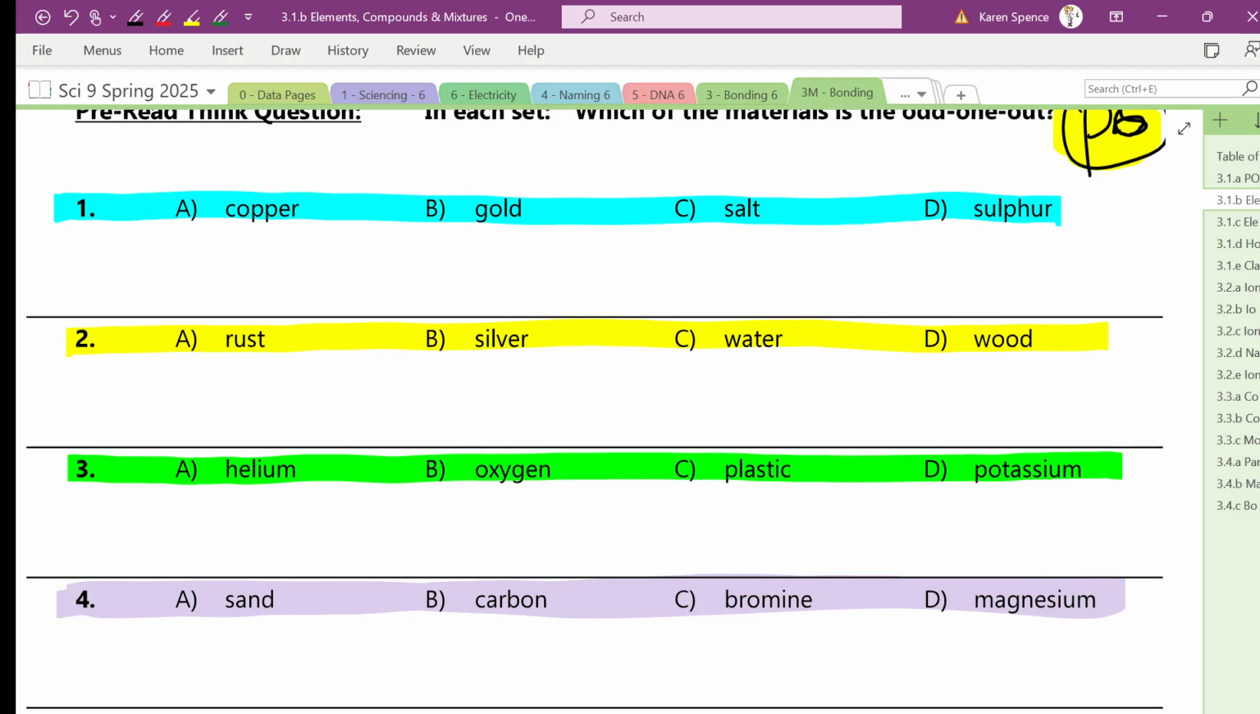Copper, gold, salt, and sulfur. Which one is the odd one out? We're going to vote, and we get to review our little sign language. So we have A, which looks like this. Everyone show me A. Okay, so it's your fingers down and then your thumb to the side.